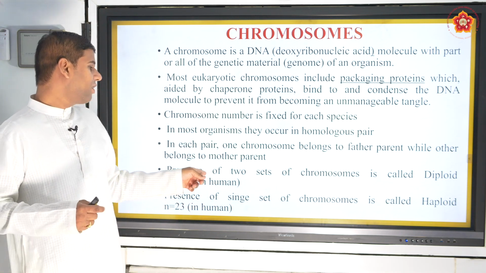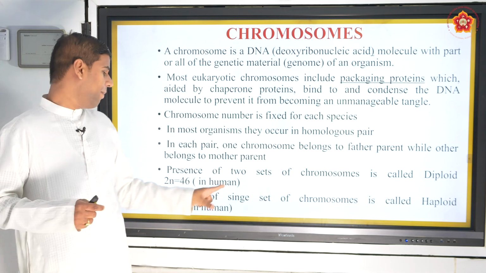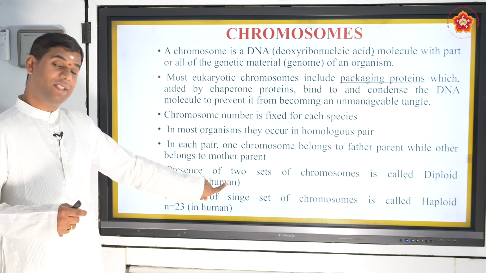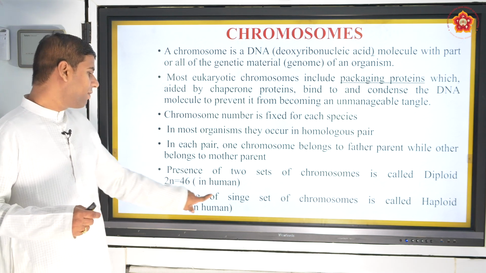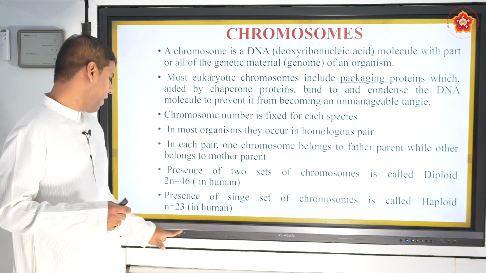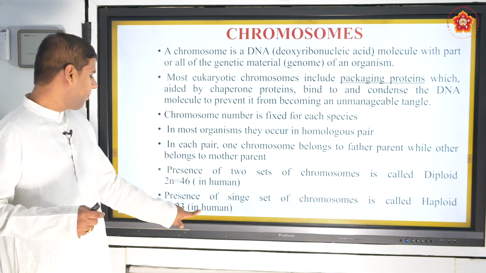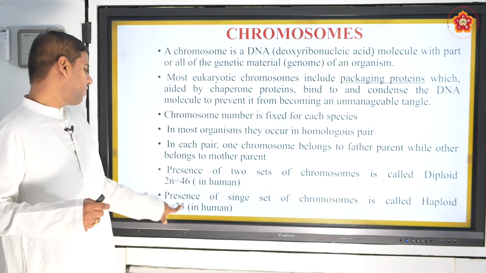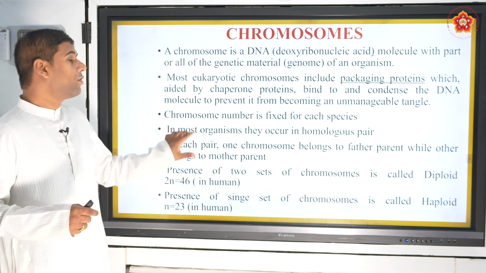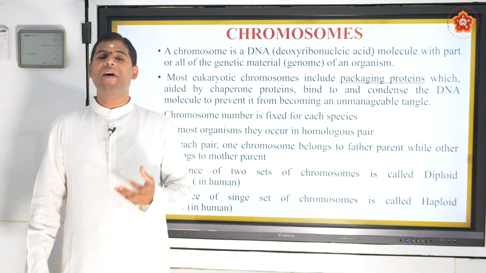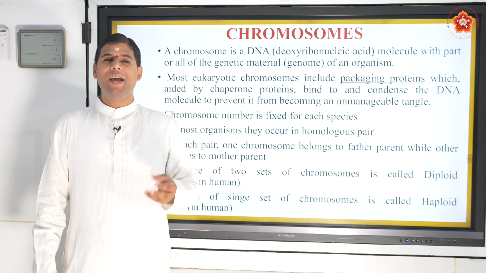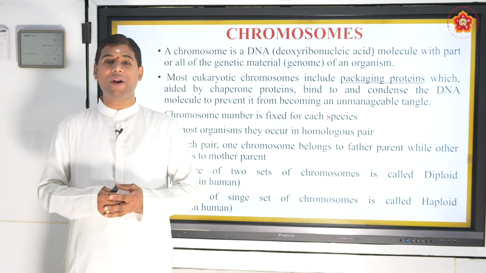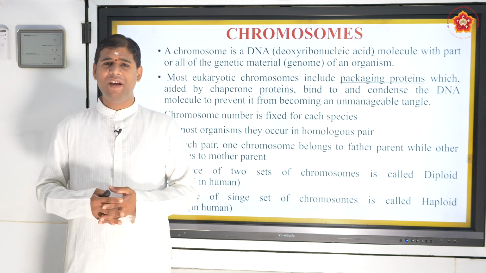And then the presence of two sets of chromosomes is called diploid, that is 2n, which is 46 in humans. And the presence of a single set of chromosomes is called haploid, that is 23, also in humans. 23 pairs, 46 chromosomes. So these play a very important role in deciding the characteristics of an organism, or suppose human beings.